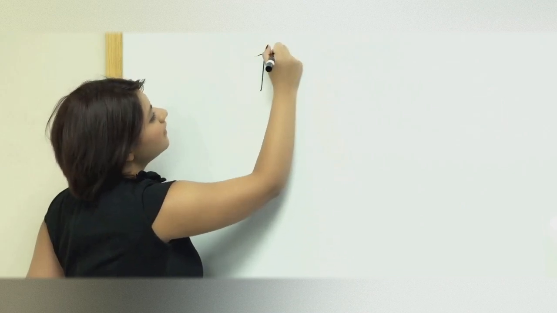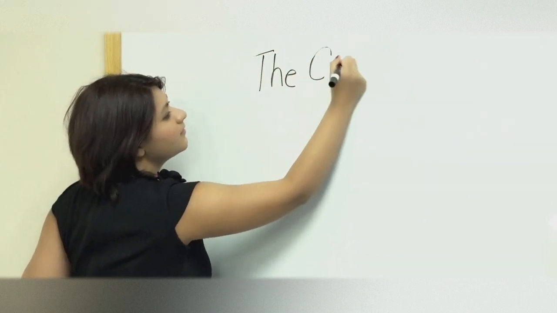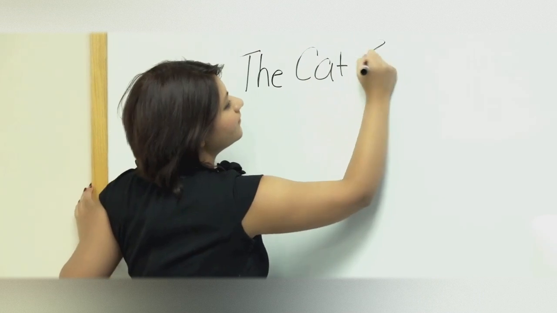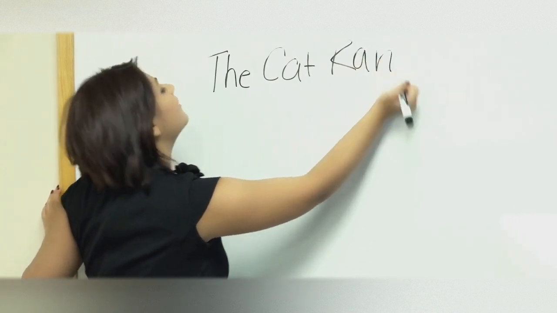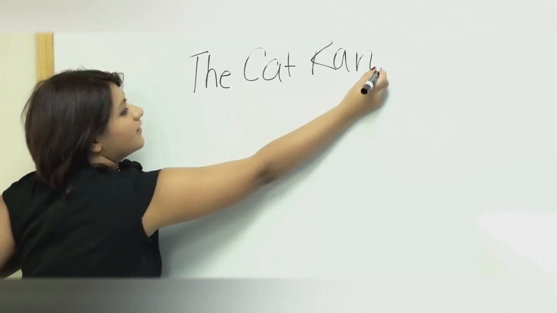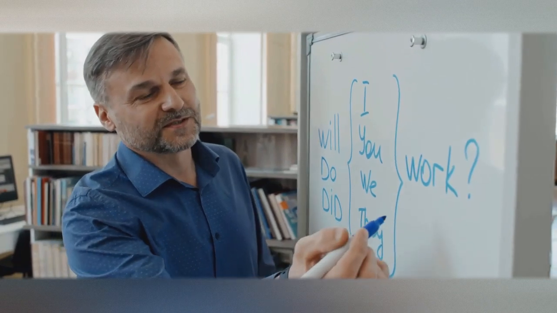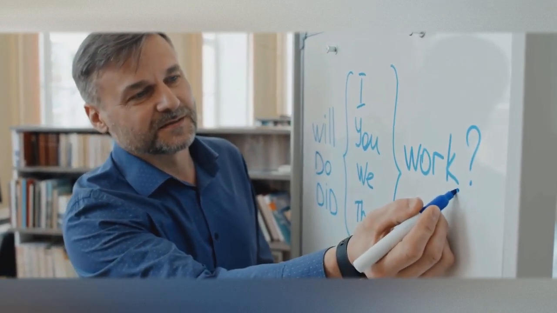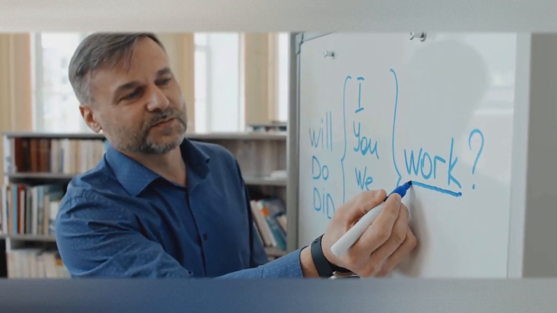A complex sentence is a fascinating structure in English that combines both dependent and independent clauses. Let's break this down. An independent clause can stand alone as a complete thought. For example, I watched TV for an hour. This sentence is complete and makes sense on its own.